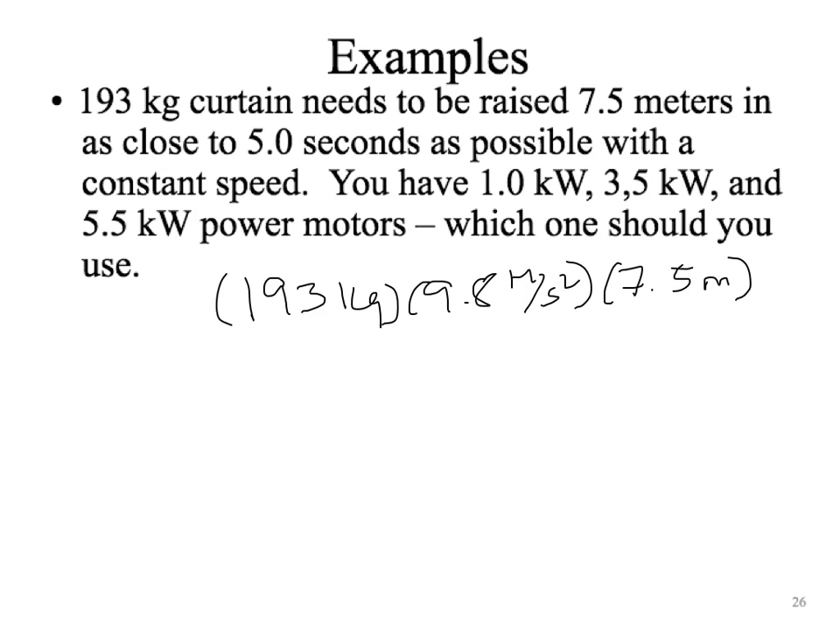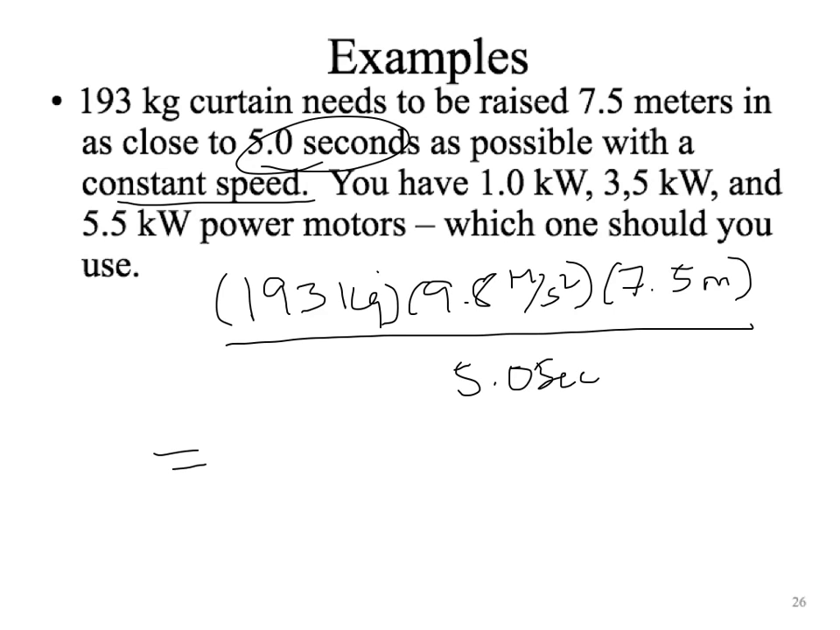So I've got F sub g here, and I'm going to multiply it by distance, so I have the work done by gravity. Now, we're going to do it at a constant speed, so we don't have to worry about kinetic energy changing, but we do have to work against gravity. Now, that's the work. Now, I want to do this in 5 seconds.